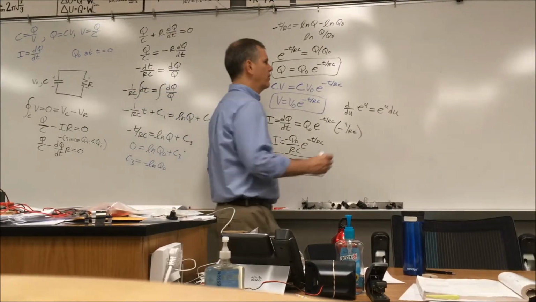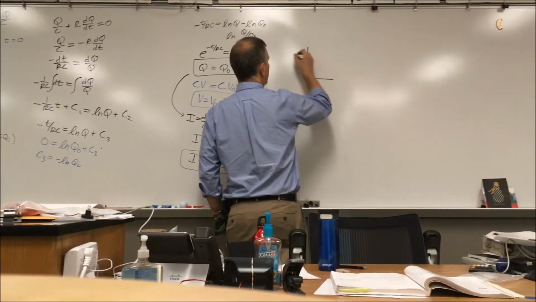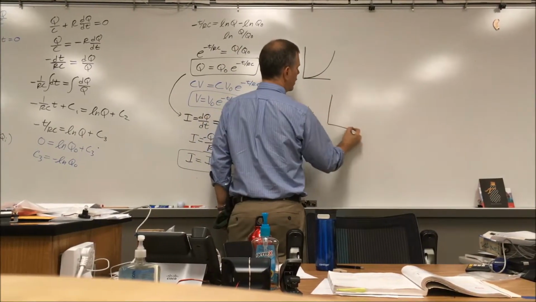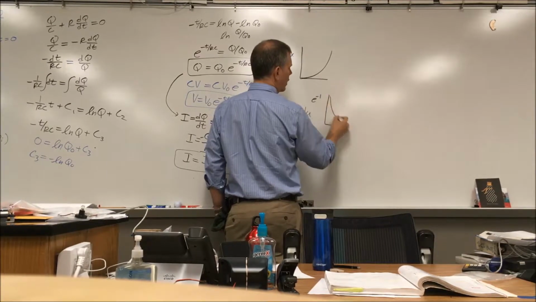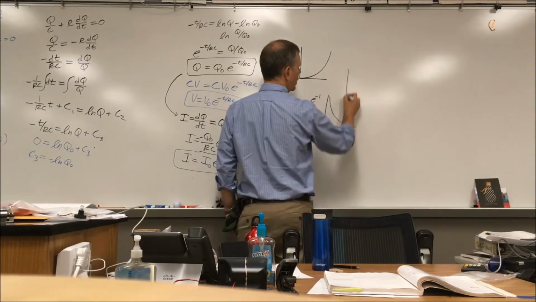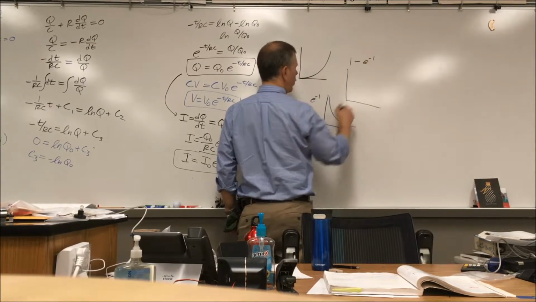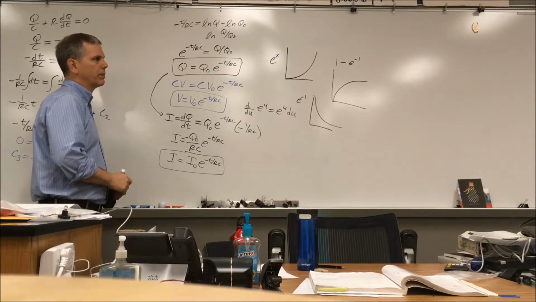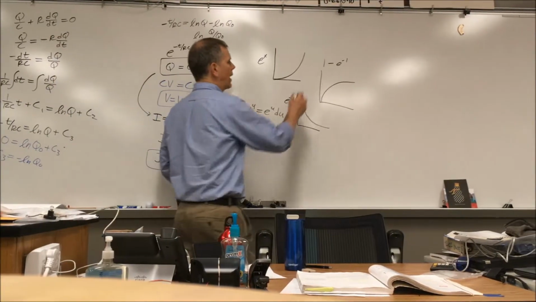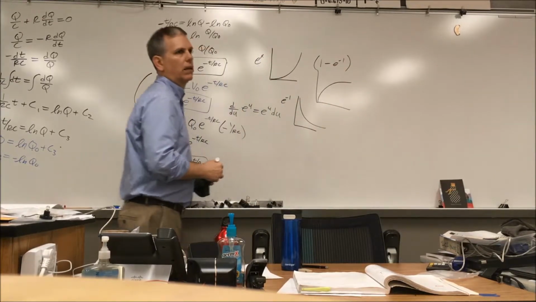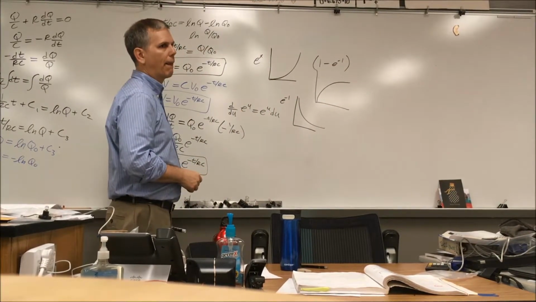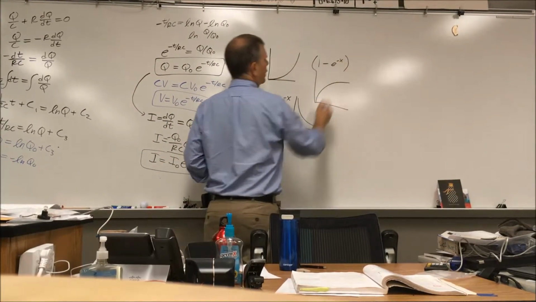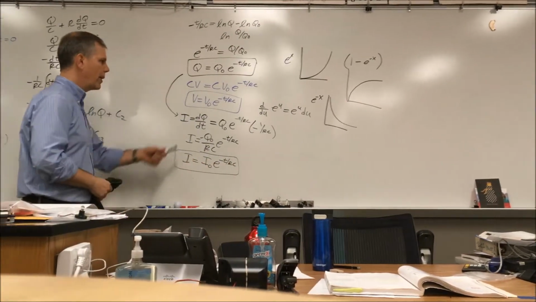Let's remind ourselves of these shapes. This would be e to the x, would be that. E to the minus x would be that. And 1 minus e to the minus x would be that, going to a value. Okay, good job. We all good? All right, so now we have our 3 equations.